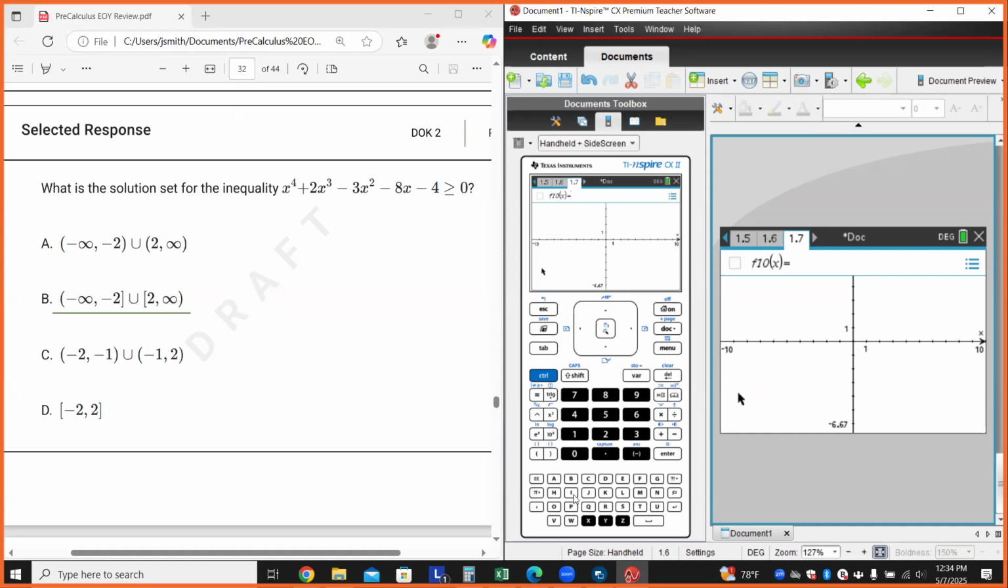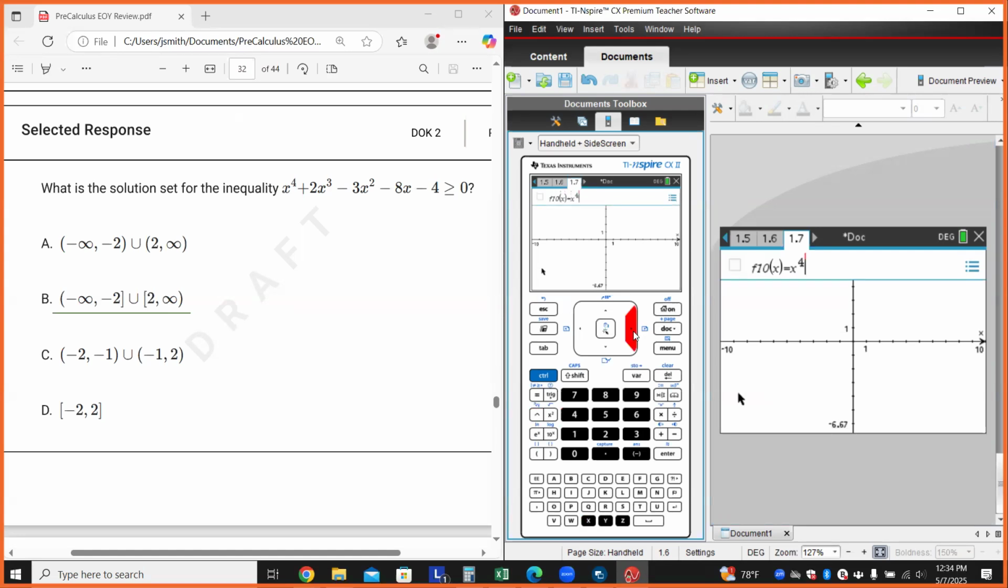So this is going to be x to the fourth plus 2x to the third. Make sure you arrow out, making it look like what you're seeing on paper. You don't want it to look like it's getting tinier and tinier. That's not going to give you the correct answer. 3x squared minus 8x minus 4. Stop at the inequality symbol. Do not graph the inequality symbol. So I'm just going to hit enter.